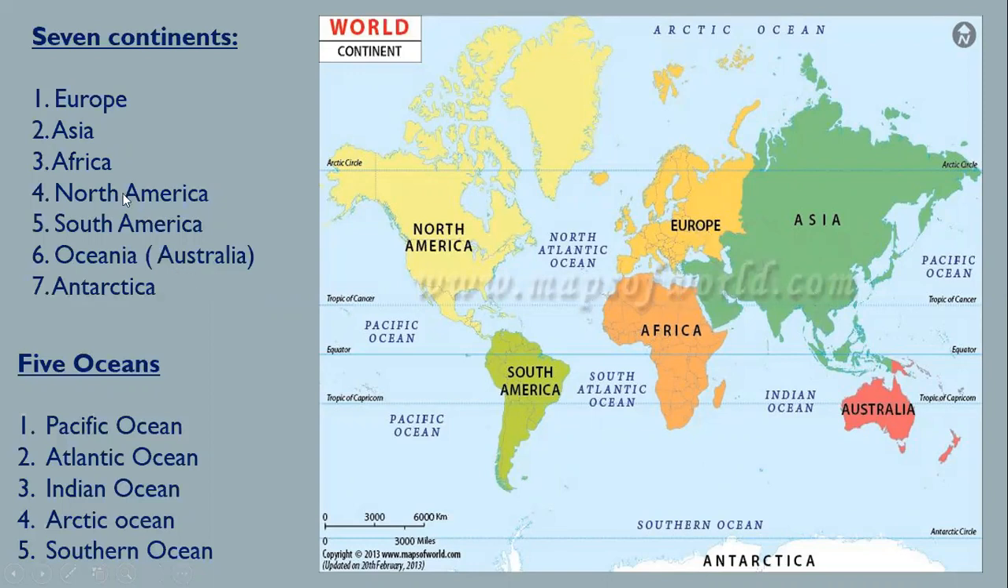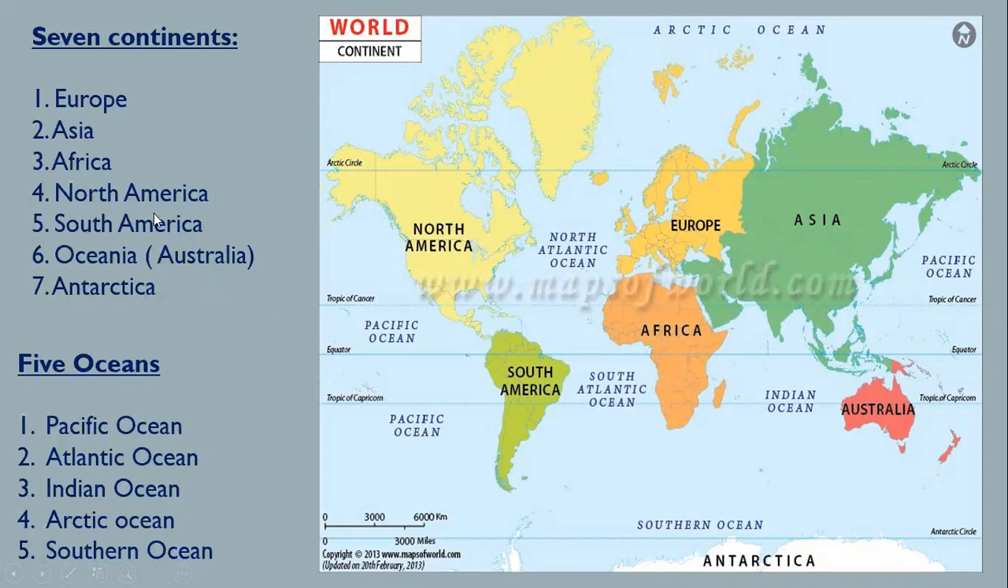Then number 3, we have Africa. This orange part of land is Africa. Egypt, Sudan, Ethiopia, Morocco, Libya, Nigeria, all these are in Africa. These are the names of different countries which are in Africa. Many more are there.